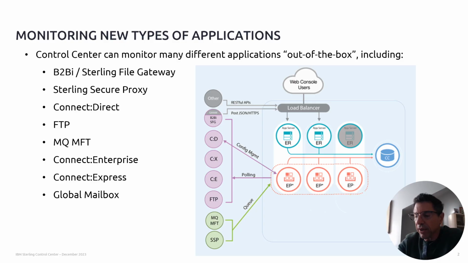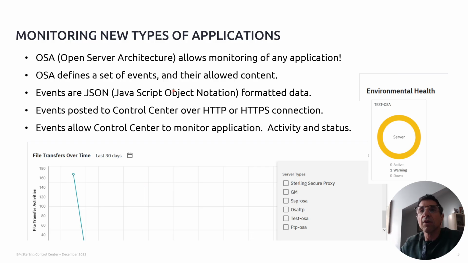So Control Center can monitor lots of applications out of the box, built in: B2B, Sterling Secure Proxy, Connect Direct, FTP, MQMFT, Connect Enterprise, Connect Express, Global Mailbox. I think there's more. But what if your application isn't in this list? What do you do? You can use OSA, Open Server Architecture. It allows monitoring of any application.